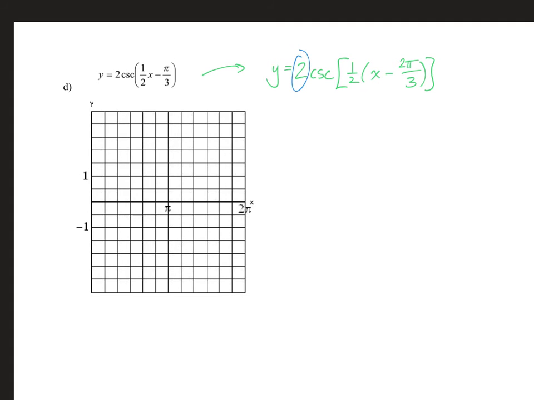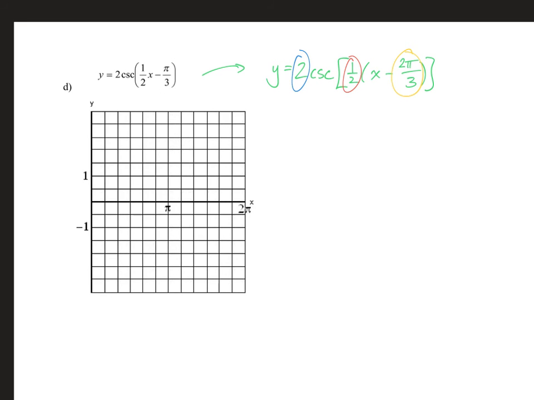We see that we have a vertical stretch by a factor of 2, so our graph's going to become steeper. We notice that we have a horizontal stretch by a factor of 2, so our graph is going to become flatter. So those two stretches are going to battle each other. And lastly, we need to shift our curve to the right 2 pi by 3.